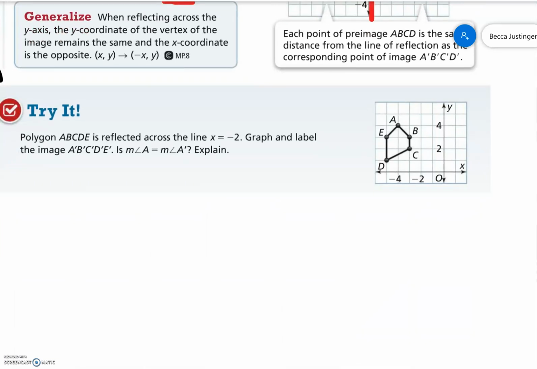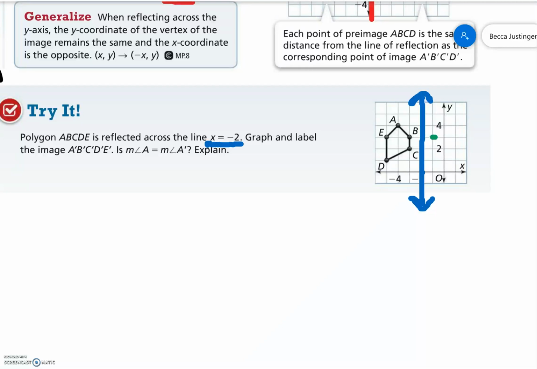Let's try it. Polygon ABCD is reflected across the line x equals -2. Graph and label the image A prime, B prime, C prime, D prime, E prime, and is the measure of angle A equal to the measure of angle A prime? Explain. So the first thing I want us to do is reflect it over x equals -2. X equals -2 is a straight line. That is where x is always equal to -2. So on the x-axis, there's -2, but this whole line, no matter what point we're at, every single point would have an x value of -2. So that's our reflection line.